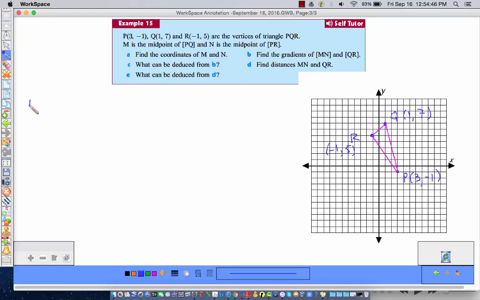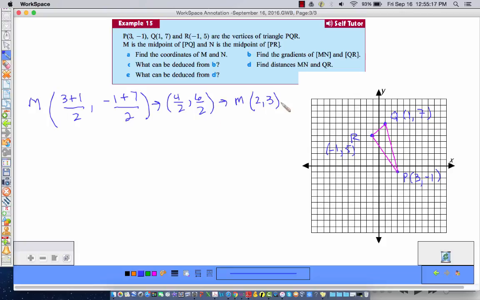So midpoint M is going to equal, let's see, M is the midpoint of PQ. So that's the average of the X terms, 3 plus 1 over 2. And the Y terms, -1 plus 7 over 2. So that goes to 4 over 2 and 6 over 2. So that means that the midpoint M is at 2, 3. Let's check that out. That works out swimmingly. So we have the point M at 2, 3.